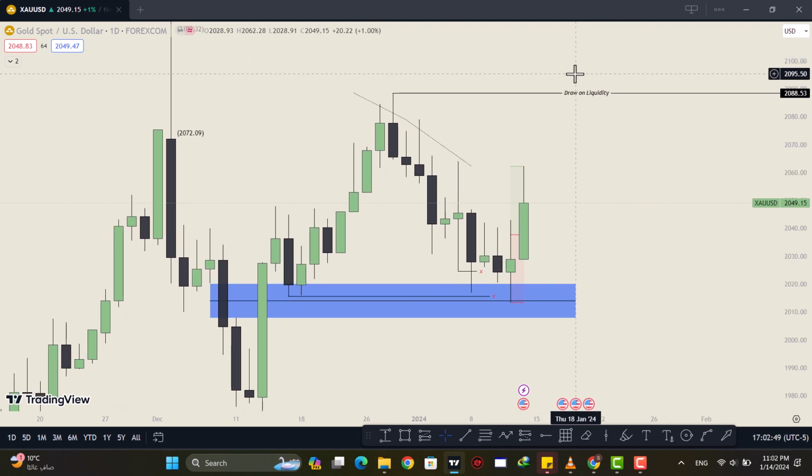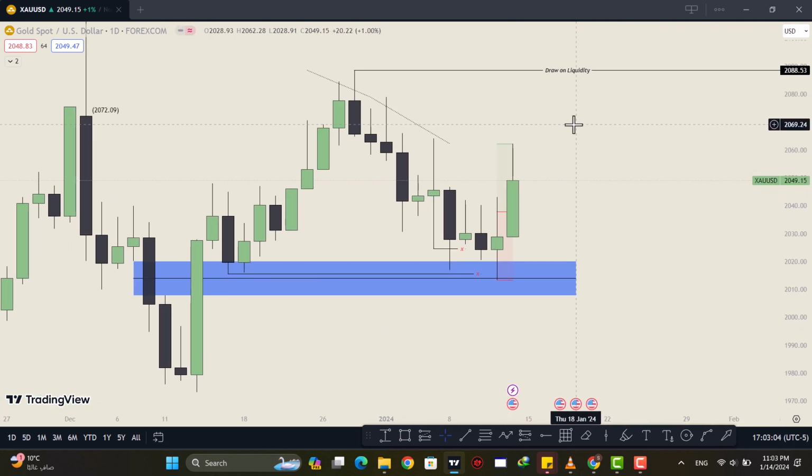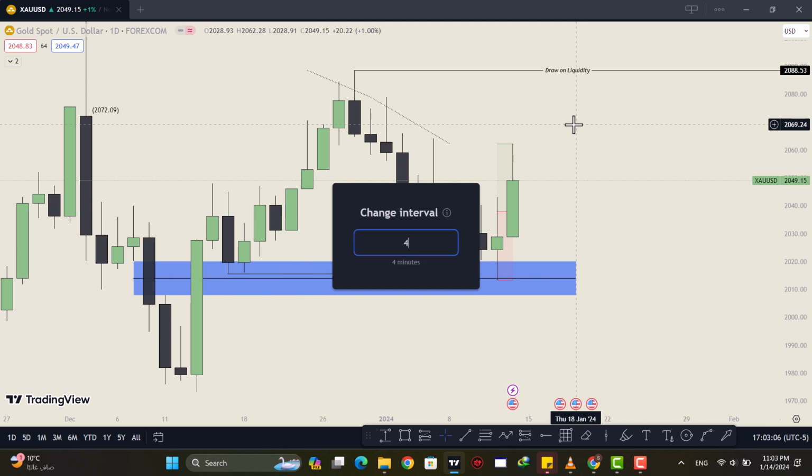DXY is not yet confirmed, right? So the buy is on DXY, but I'm favoring the downside, just like I showed you on the weekly time frame. So that means gold should trade higher. If we go to the 4 hour, what do we have?